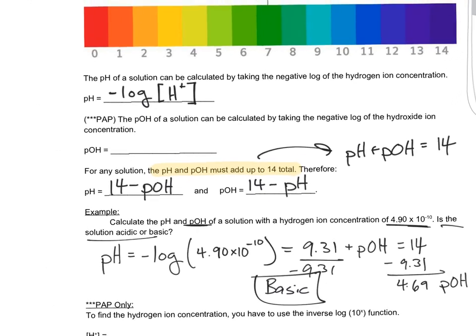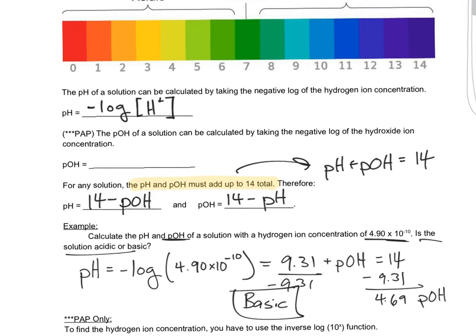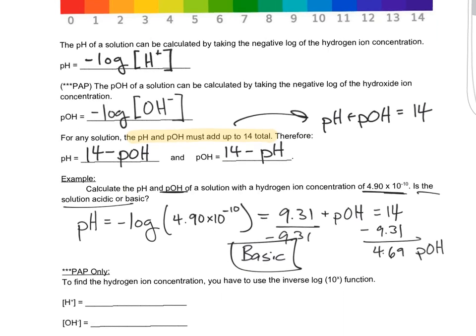Pre-AP, you have to know how to calculate the pOH from the hydroxide ion concentration, which works exactly like pH. It's a negative log, but instead of using the hydrogen ion concentration, you use the hydroxide ion concentration, which is easy peasy. It's still just typing it into a calculator. That is not too bad.